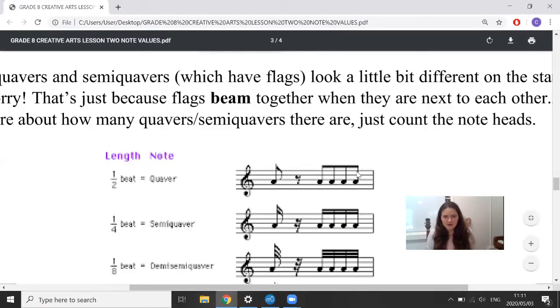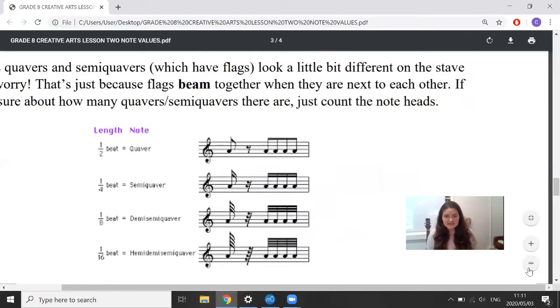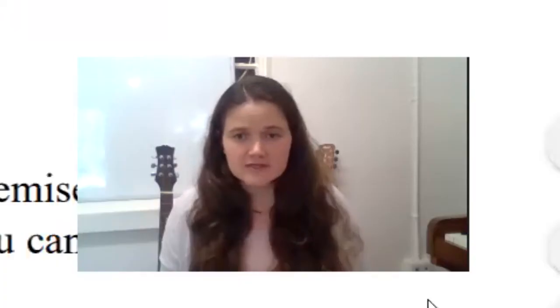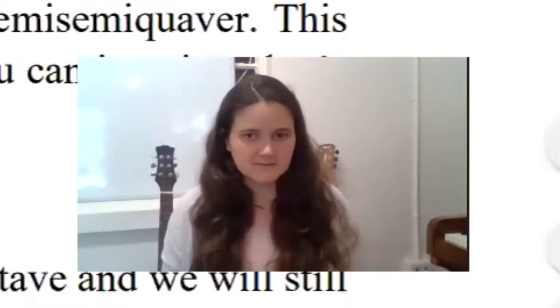Don't be weird about things and count other things now. Just look at the note heads, okay? So I don't want to hear that as an excuse. I have to hear that every year of my life, and hopefully you guys can be better. The note values can be put on any line or any space, wherever, okay? They still will be held for the same amount of time.